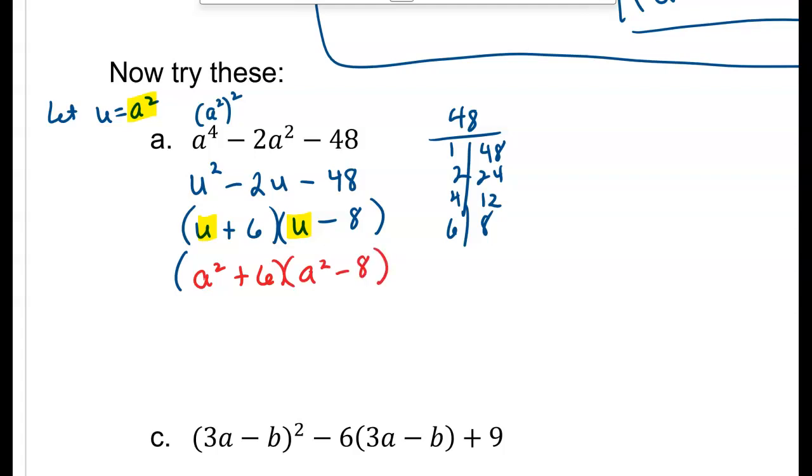Okay, then you ask, can I go further? A squared plus 6, can we go further with that? No, because it's 2 terms and it's not a difference of squares. A squared minus 8, can we go further? No, because 8's not a perfect what? Square. So, making sure that we have those.